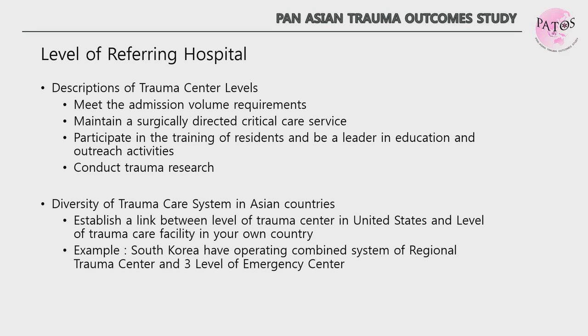Many Asian countries would have diverse trauma care systems, and we recommend that each country comes up with its own criteria for labeling hospitals into levels 1 through 4. All hospitals in a country should use one unified criteria. For example, in Korea, regional trauma centers are designated across the country, and all hospitals are designated into 3 levels based on their treatment capacity of not just trauma, but all emergency illnesses. Based on this, PATOS Korea is now developing methods to categorize trauma centers with PATOS research.